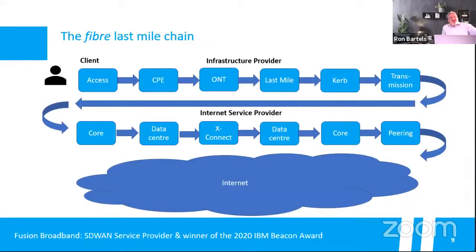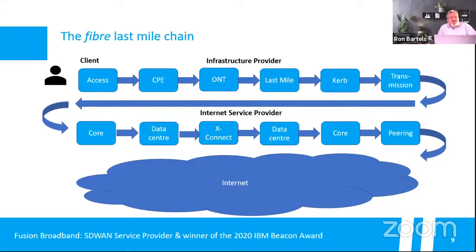If we look at the fiber last mile, you'll see that there are multiple chains in the actual fiber last mile. The client goes through the infrastructure provider, his equipment on site, the equipment on the curb, the equipment on the backhaul to the data center. There's actually interconnections within the data center. Then there's connections from the data center into the internet. Along that chain, there is a probability that any failure along those points will lead to an outage.